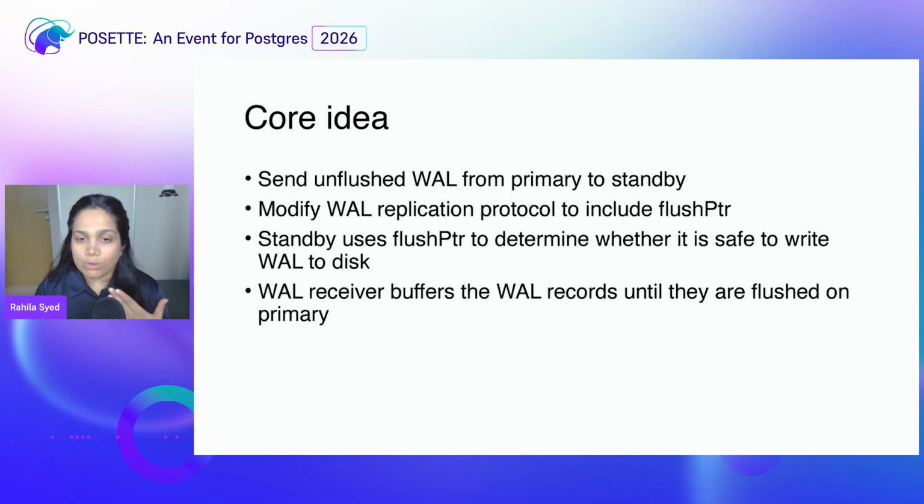This also modifies the WAL replication protocol to include the flush pointer in the WAL message that is being sent. This flush pointer is used by the standby to determine whether it is safe to write WAL to disk or not. The WAL receiver buffers the WAL records until they are flushed on the primary. So until the flush pointer has advanced on the primary, the WAL receiver has to buffer these records in its buffers.